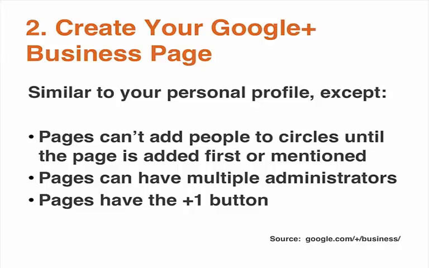Pages can have multiple administrators, which is great. So if you have multiple people in your company, or maybe some outsourced service firm that you'd like to help you in managing your Google Plus campaigns, then it's nice because you can have those multiple people in there working on it. And pages have the +1 button as well. The +1 button is Google's way of kind of liking things and sharing content and stuff like that. So there's a handful of differences that you need to be aware of. And of course, a business page is for a business entity, whereas your personal page is for an individual.